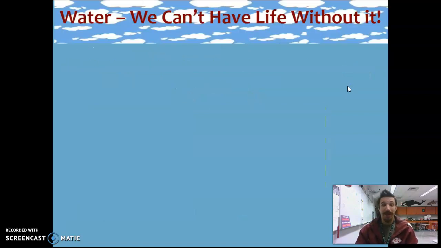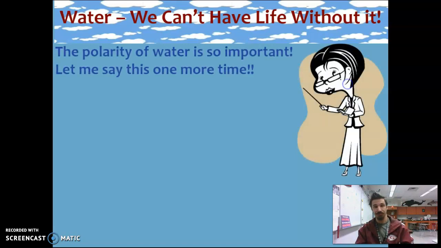Now, back to water. Water, it's a big deal here. Alright, it's a huge deal when it comes to the chemistry of life. You literally can't, as far as we know, have life without water. And it's that polarity of water, it's that negative end and the positive end in the same molecule that makes water so special.